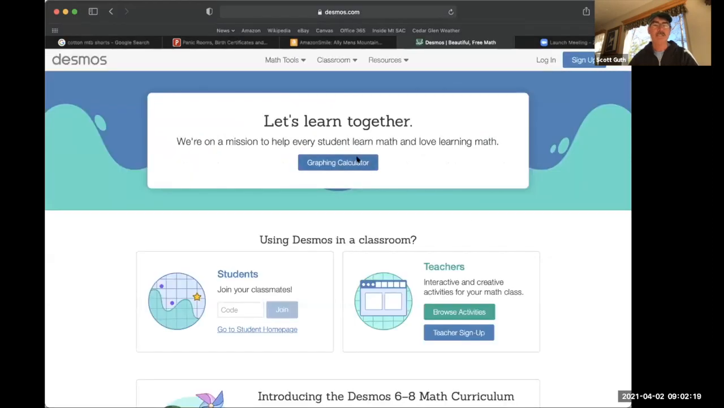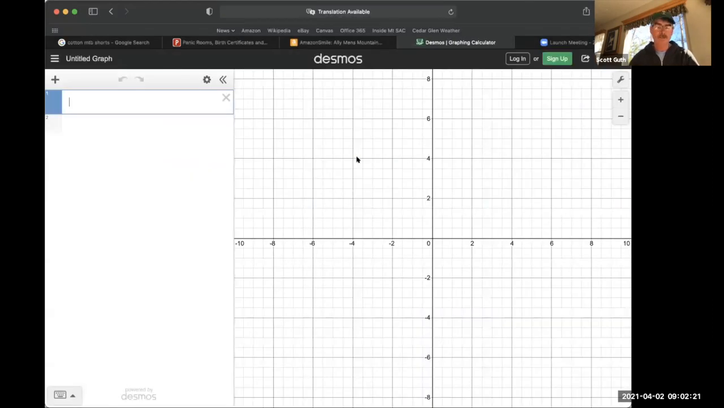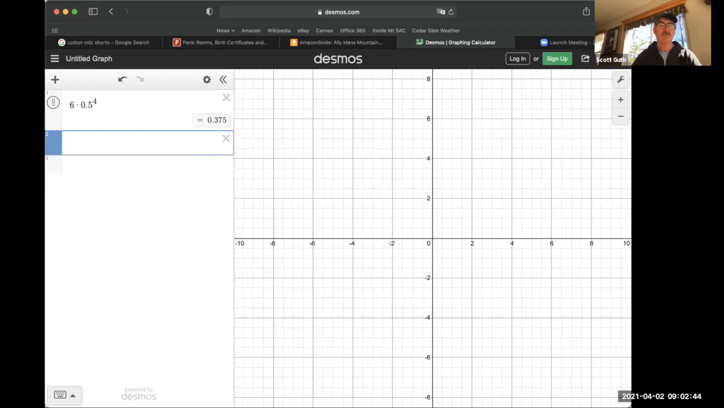So here's Desmos. So I have to do just 6 times, and then it was 0.5. You can just raise it to the 4th. The exponent key, you do shift, and above the 6 is the exponent. The caret is what they call it. So shift 6 raises an exponent. There's really 4 factors of 0.5 all multiplied together. So it's 0.375 here.